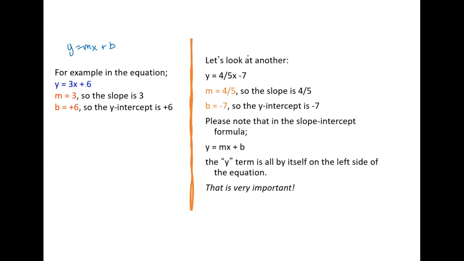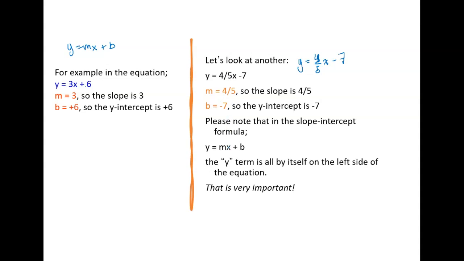So here's another example. I'm going to write this out. We have y = 4/5 x - 7. My slope comes right beside the x, so it's 4/5, and my y-intercept is negative 7.